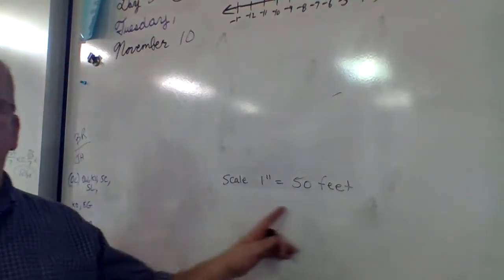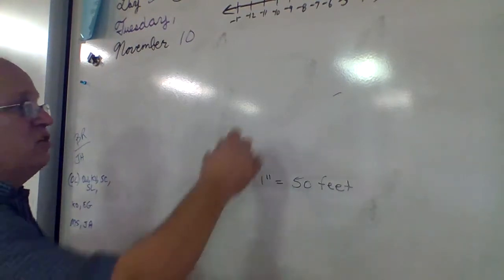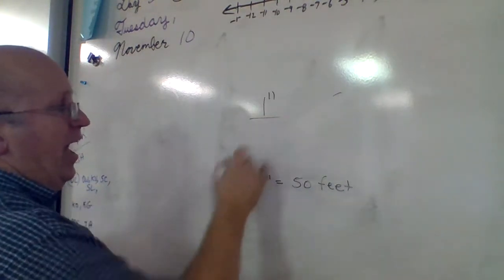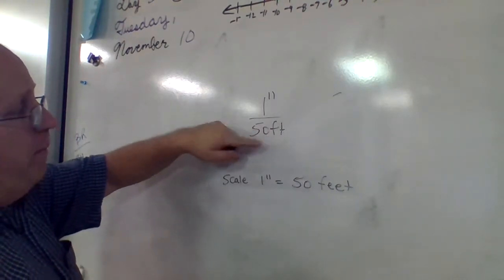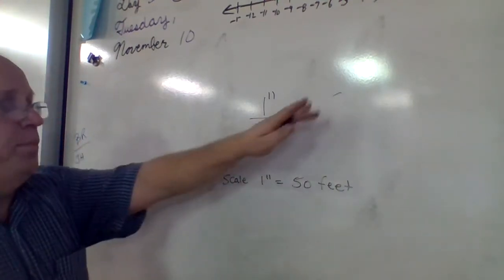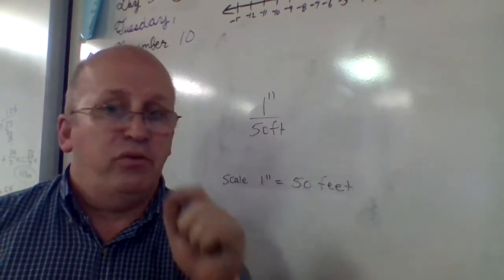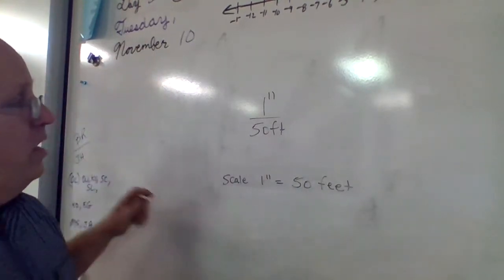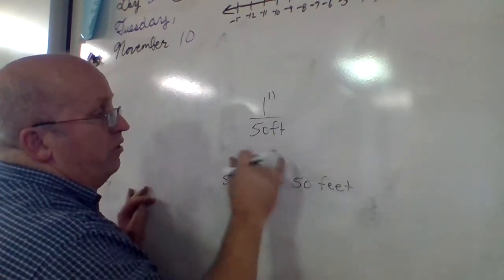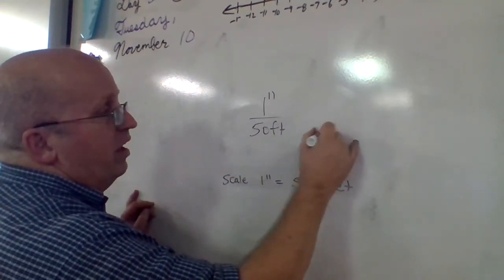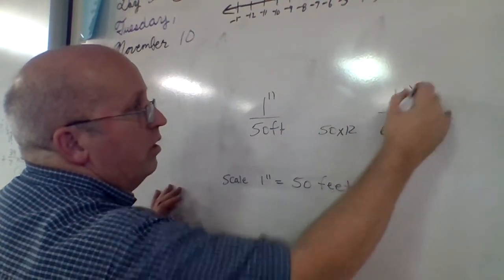When they say take this scale and turn it into a scale factor, what they're really saying is, I want you to have the same label on the top and on the bottom. Well, I hope you know that 1 foot is how many inches? If you said 12, you're right. So if 1 foot is 12 inches, then 50 feet has to be 50 groups of 12, or 600 inches. Do you see what I've done?